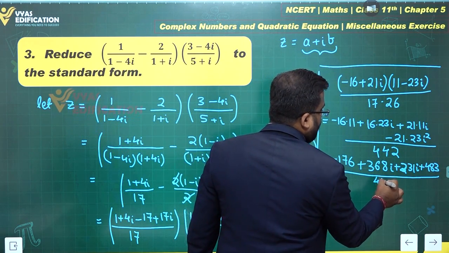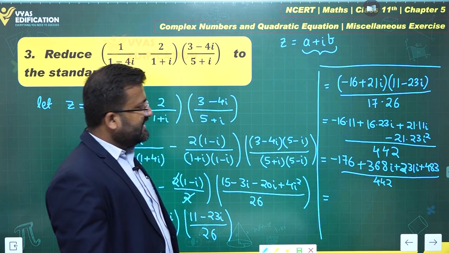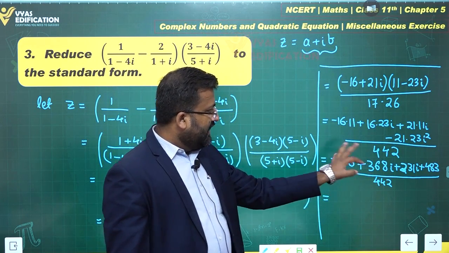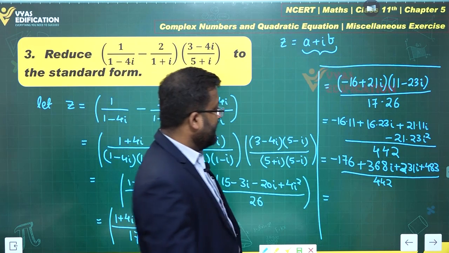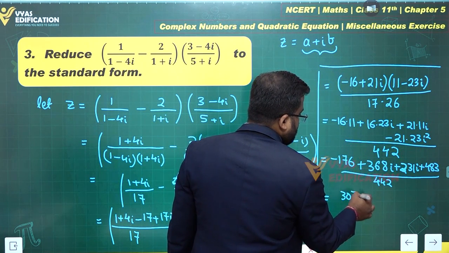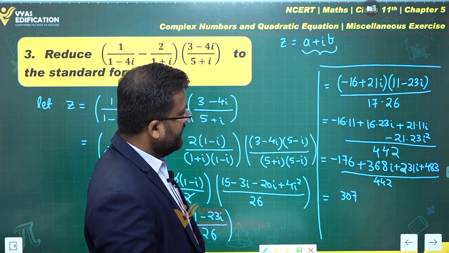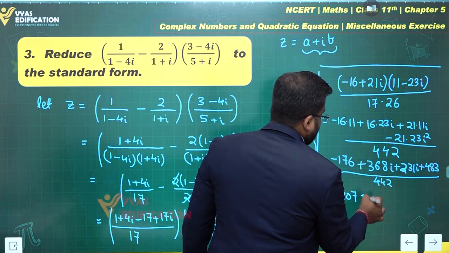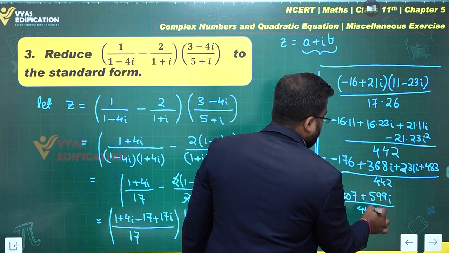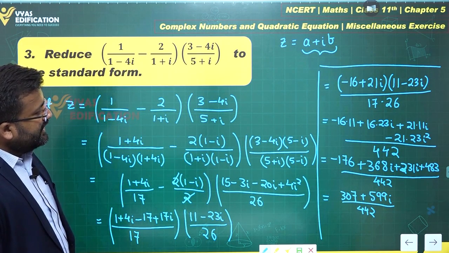In the denominator you have 442, and let's add the real terms together, the imaginary terms together. What you get is 483 minus 176. 83 minus 76 is 7. 400 minus 100 is 300, so the result is 307. And what else? What do you have over here is 599i. Right? This is 599i upon 442 in the denominator. And is that all? Yes, that is all.